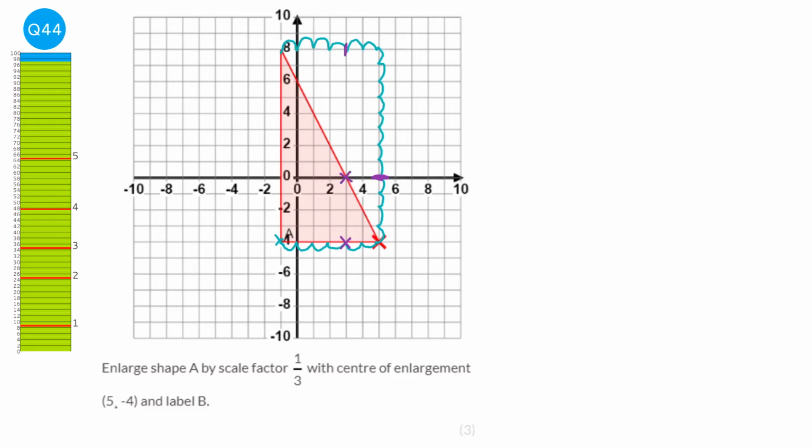And so if we draw in the new shape, let's make sure we try and do it as neat as possible, then it will be this bit here. And it says to label it B, so we'll put a B on it.